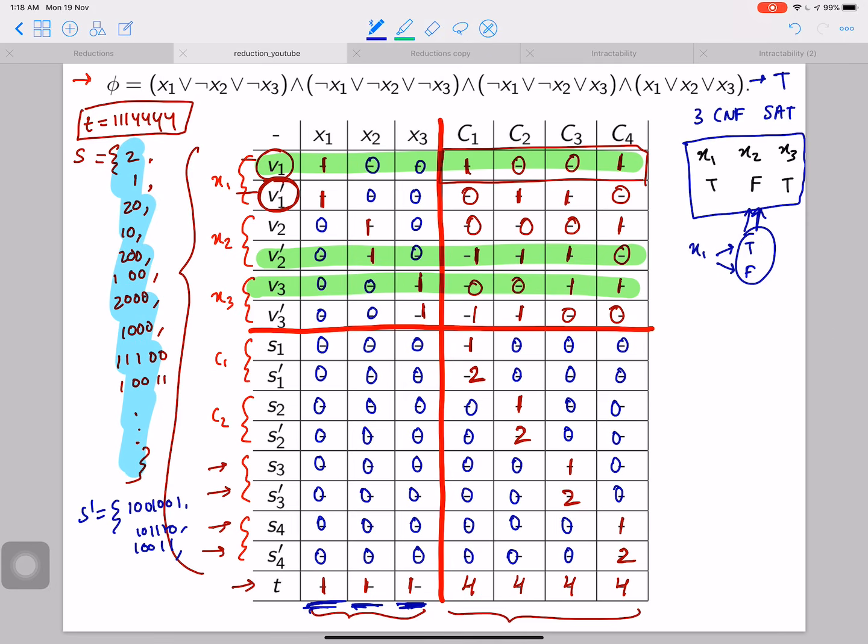Now since I said that the 3 CNF set has a solution, that means all the clauses must have been satisfied individually.